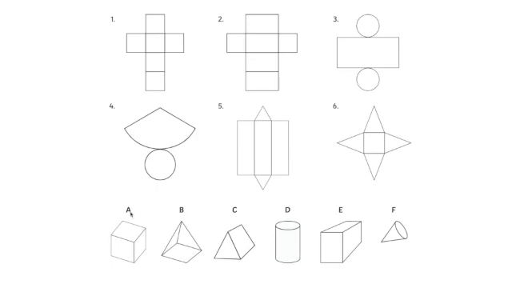And then along the bottom you have A, B, C, D, E, F. So you have 6 3D shapes and 6 nets. And your job today is to match the net with the shape.